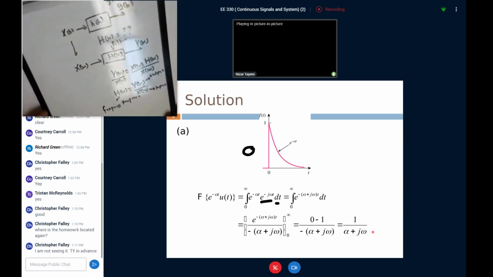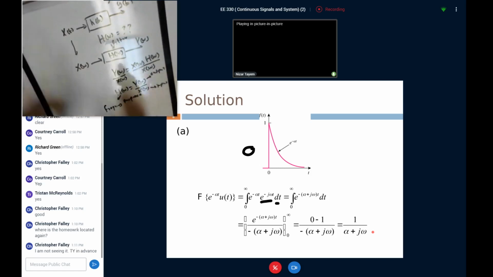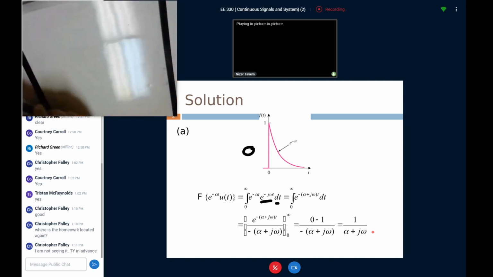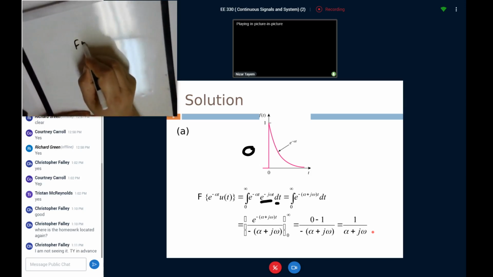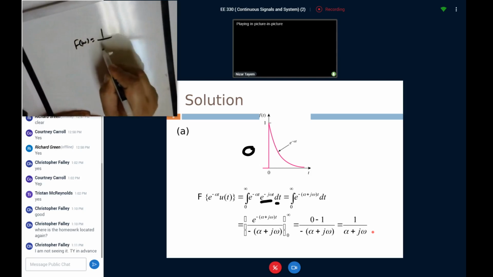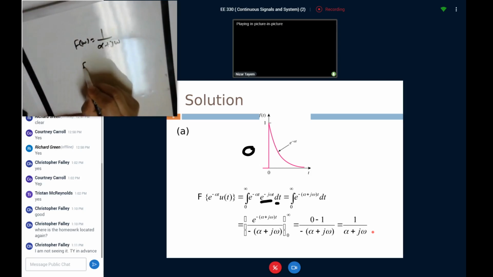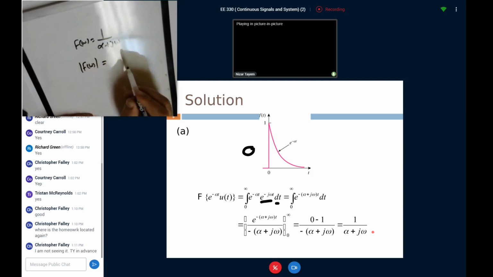So 1 over α plus jω is a complex number, and any complex number has a magnitude and a phase as well. So F(ω) for this signal is 1 over α plus jω. If I need to find the magnitude of F(ω), which is very important in many cases, it is going to equal 1 over the square root of α squared plus ω squared.